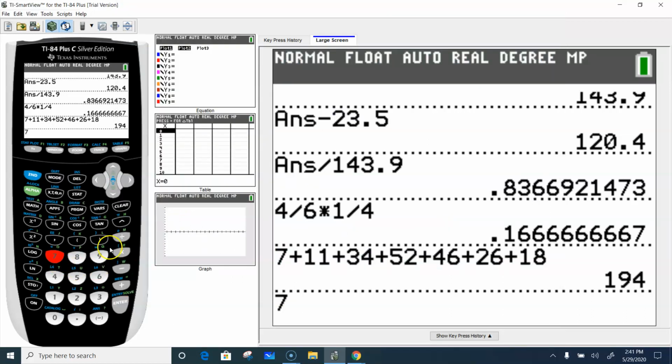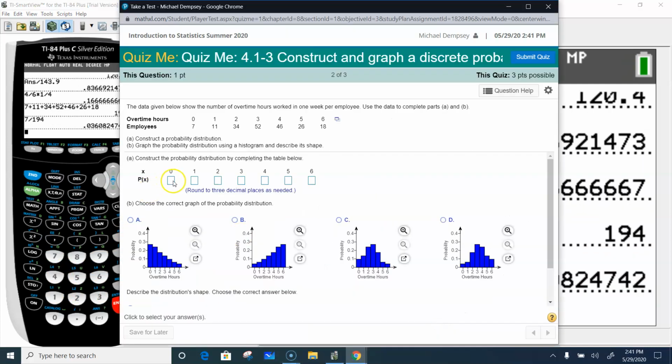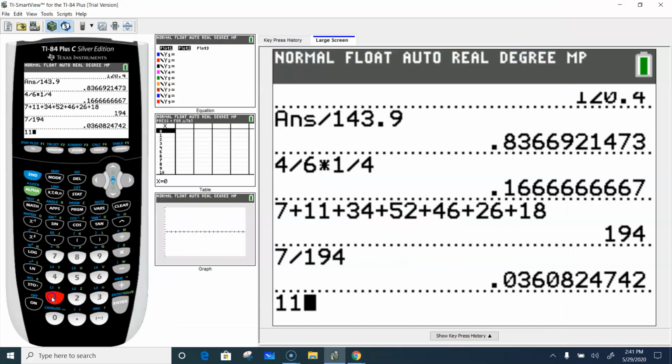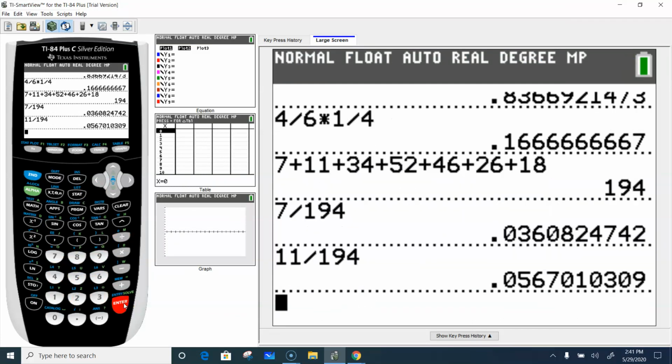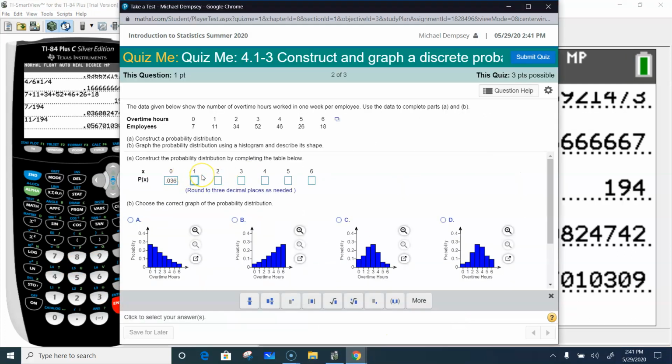So 7 divided by 194 is 0.036, that goes in my first spot. Then next, what do we have? 11 divided by 194 is 0.057. And so on.